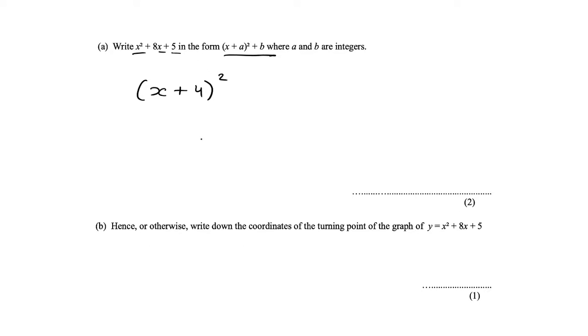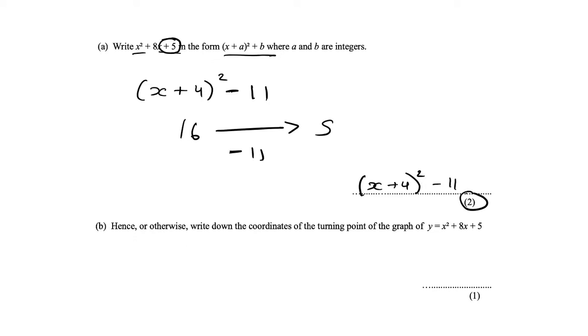Now 4 squared is 16, but we don't want 16, we want positive 5. So we need to get from 16 to positive 5. What do we have to do? We have to subtract 11. And we're just going to add that to the end of this. So our completed square is x plus 4 all squared subtract 11 for 2 marks.